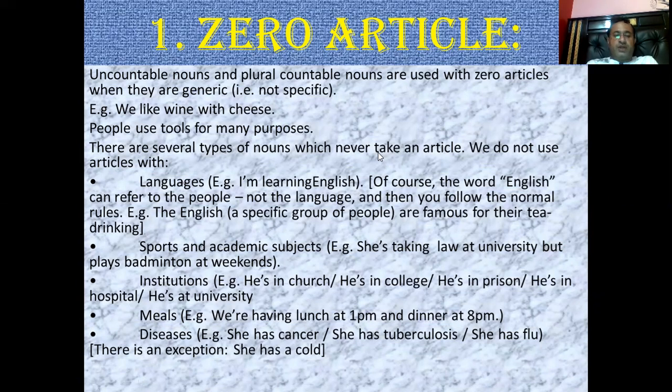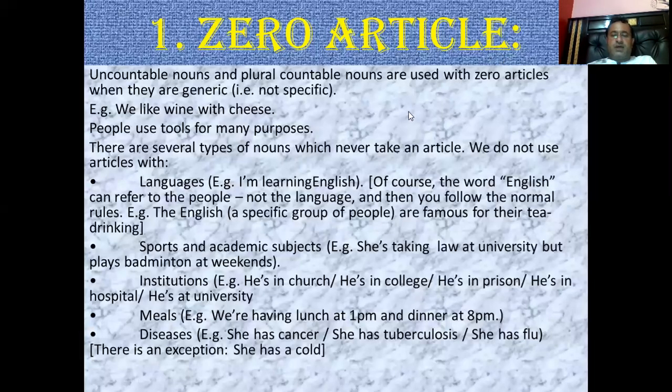With meals, we do not use any article. We are having lunch at 1 p.m. and dinner at 8 p.m. And with diseases also, there is zero article. Like she has cancer, she has tuberculosis, but there is an exception: she has a cold. So with all these, languages, sports, meals, diseases, no article is being used here. So we can say that there is zero article.